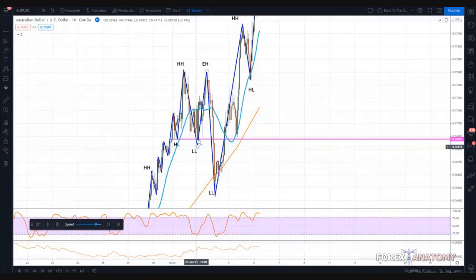But what does price do? Price pushes up, creates an EH, which is what we call an equal high. And when price does this, we want to sit on our hands. We don't want to do anything. And then from there, price falls down.